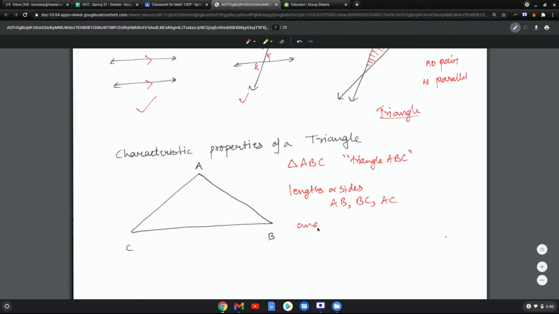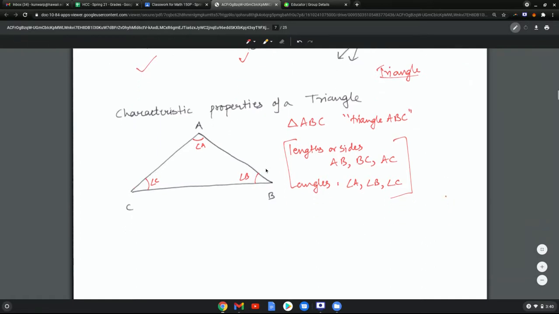And then you have angles. Now we can call them angle A, angle B, angle C. Now because in this case there is no ambiguity, I can use the one letter notation. For this to be angle A, this to be angle B, and this to be angle C. Which means that if I know three lengths and I know the three angles, it completely characterizes a triangle.